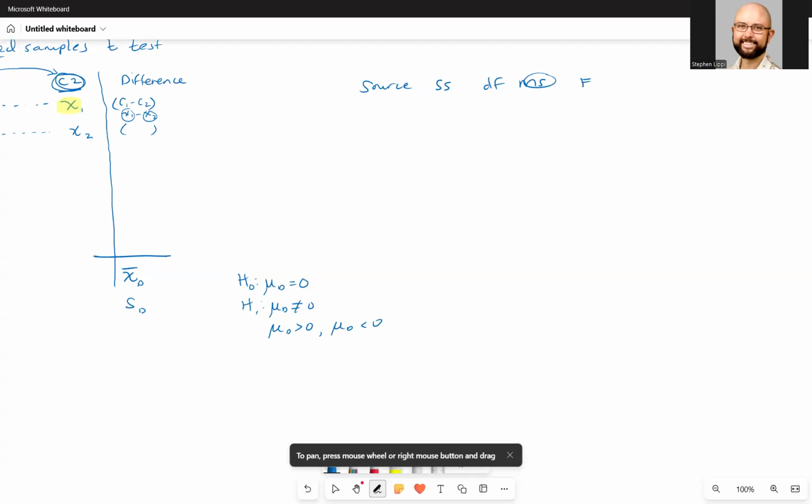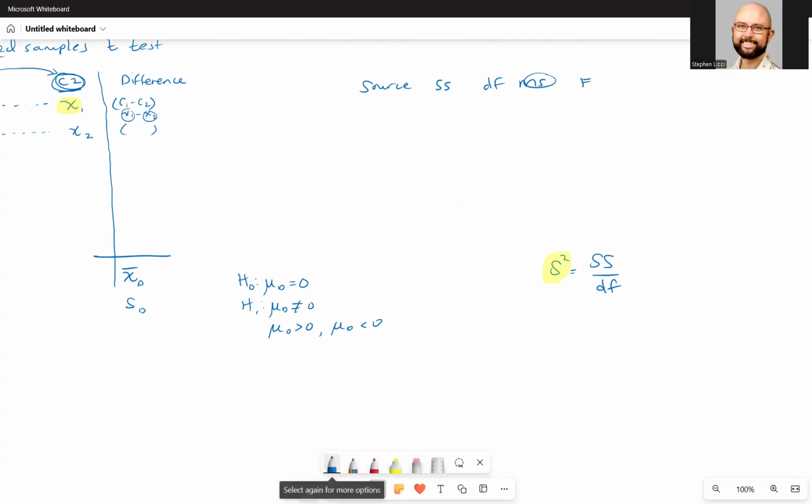Mean square is just our sums of squares over degrees of freedom. And we've seen this before, right? So sums of squares over degrees of freedom is what gives us our variance. Now, let's look at this formula for a little bit. We're adding up all of these squared deviations, and we're dividing by the degrees of freedom. Degrees of freedom is just n minus 1, okay?